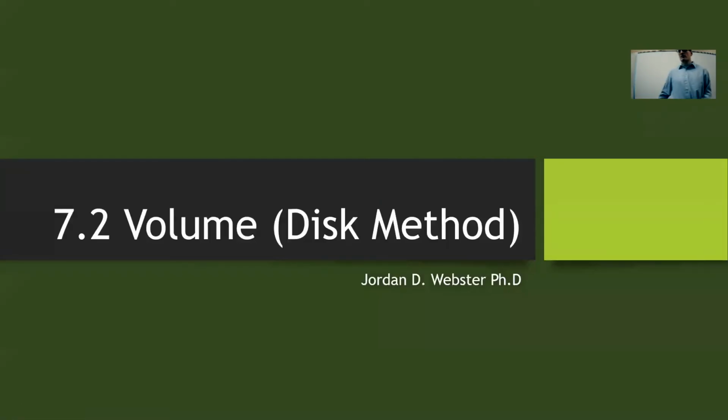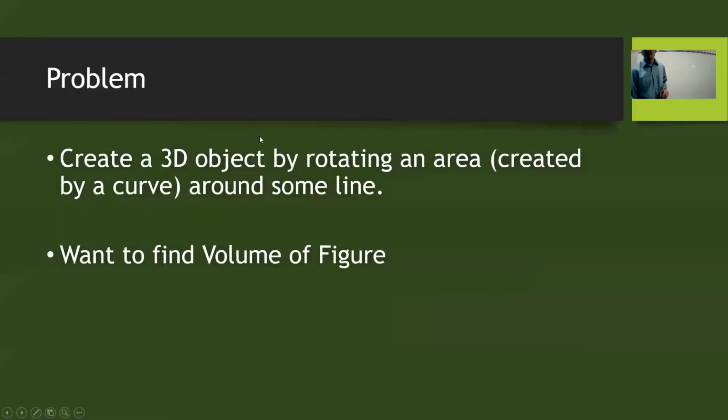All right, so we're going to look at section 7.2 today, and that is going to deal with volume using the disk method. In fact, the next two sections are both going to deal with volume, meaning three-dimensional, how much can you fit inside this object? So basically, the idea is that we're going to create a 3D object by rotating an area created by a curve or created by some bounded region around a line.